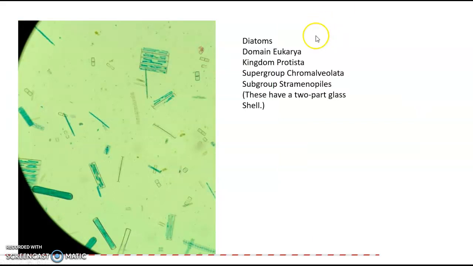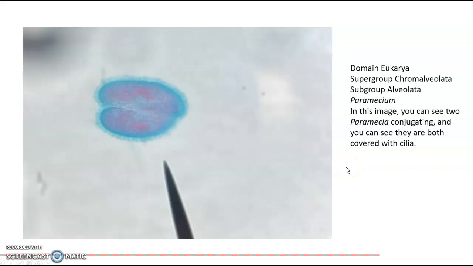The diatoms are from the supergroup Chromalveolata and the subgroup Straminopiles. They have a two-part glass shell under the microscope. They're very pretty, almost look like stained glass.